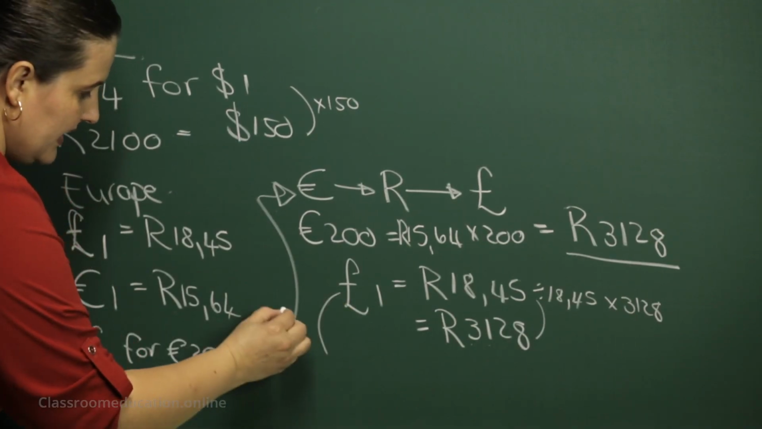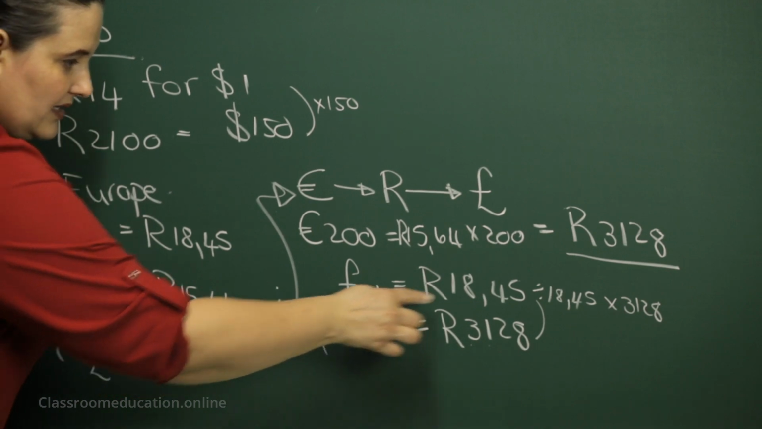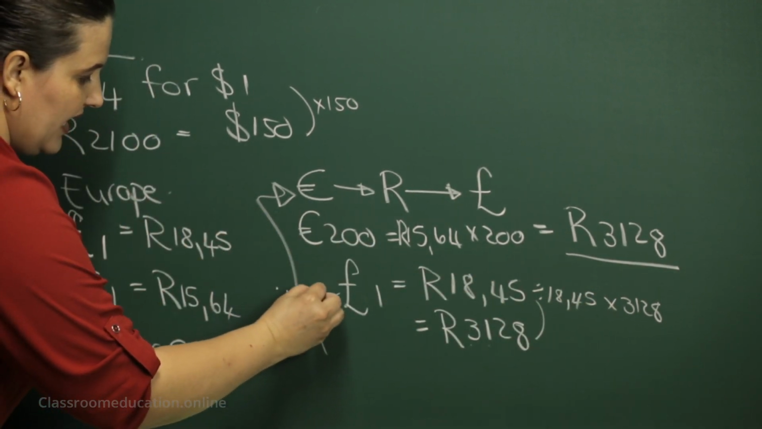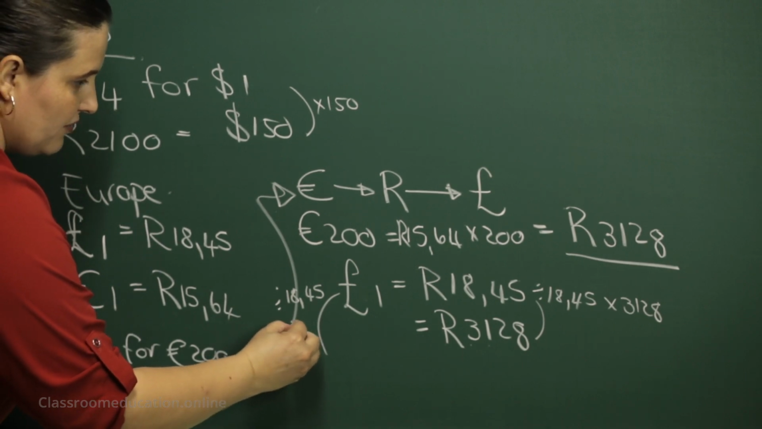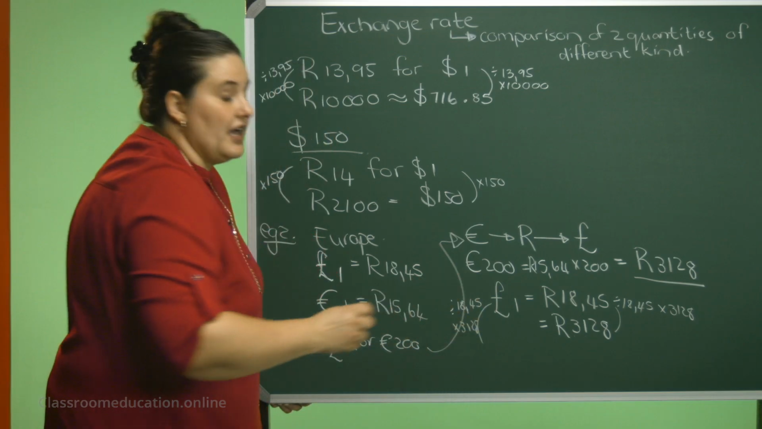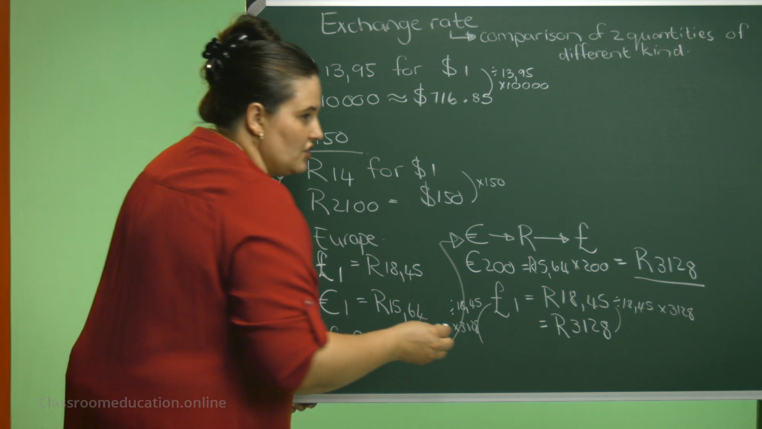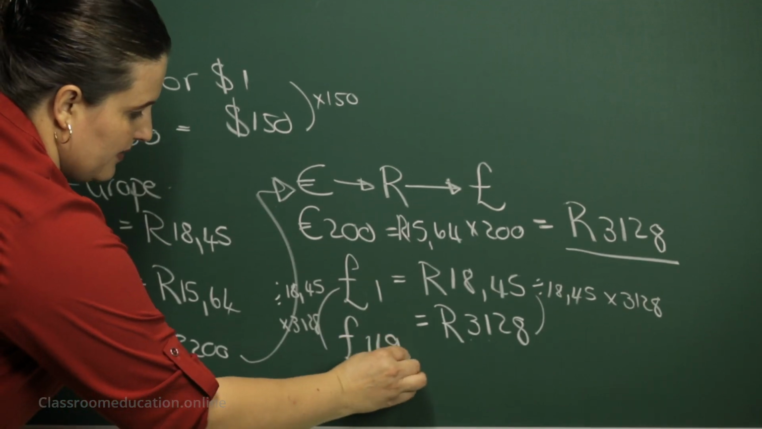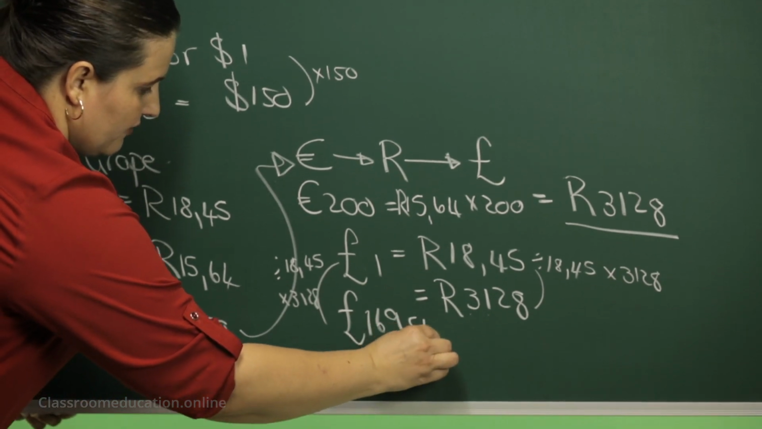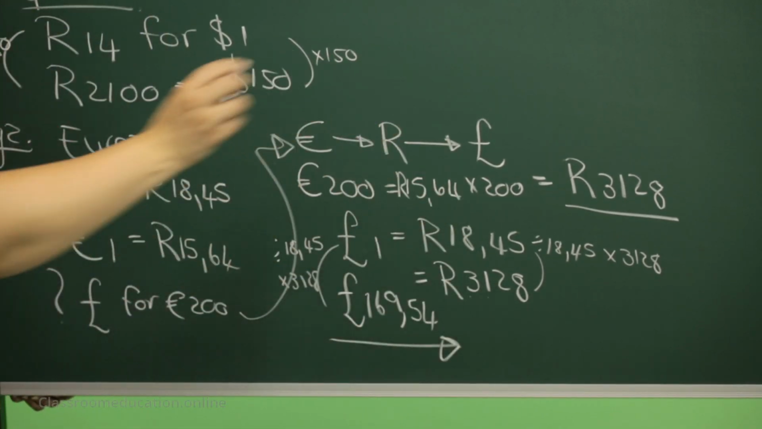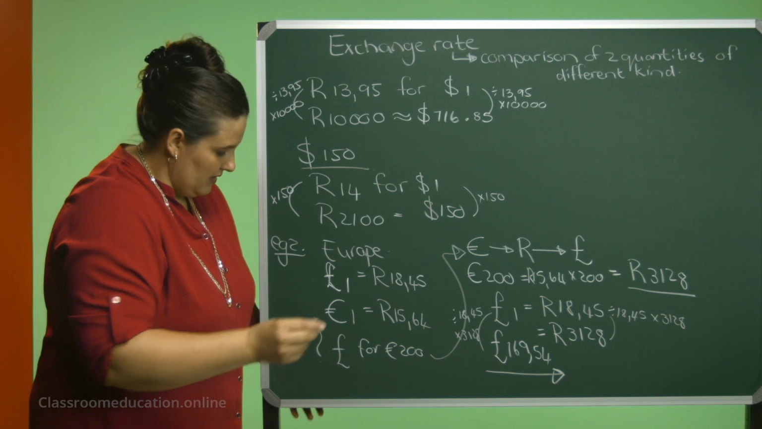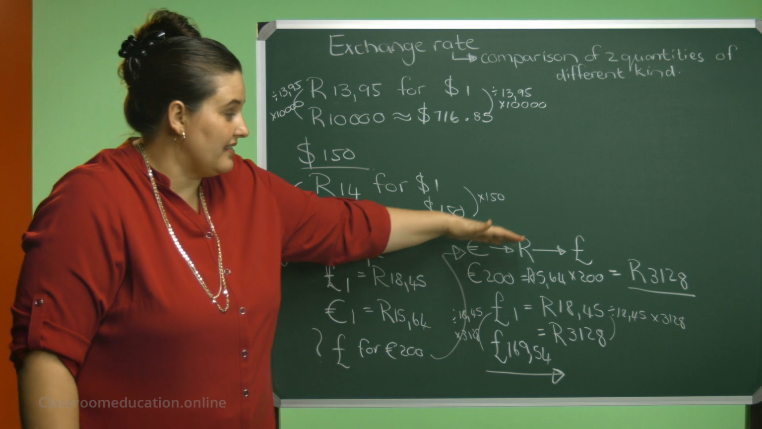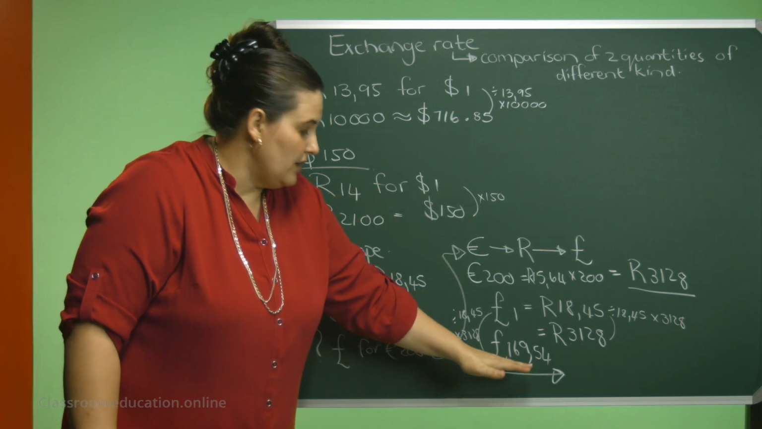So I'm going to say divide it, not by 1, divide it by that formula, 18.45, and then multiply by 3,128. So your answer will now be 169 pounds and 54 pence. That's what you will have. You had 200 euros and you converted it to rands, and then the rands you converted to pounds.